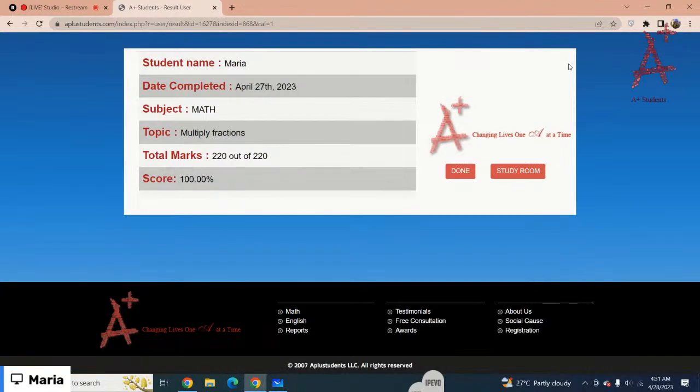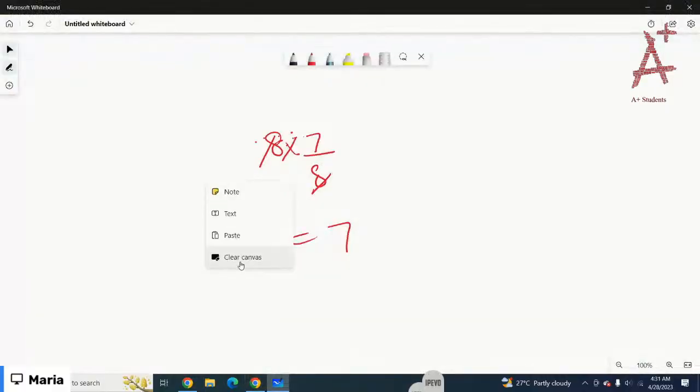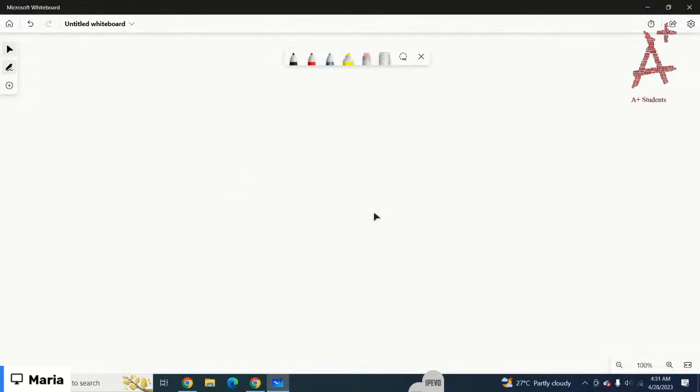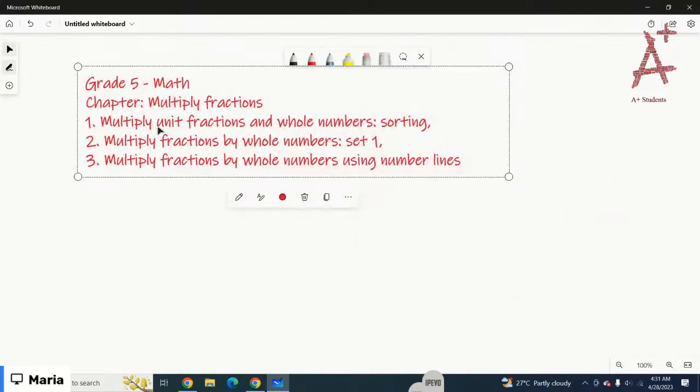Okay, we are done with the lesson. These are the 3 lessons we need to cover today. If you have any question, please ask so that we can do the other questions on the board. These are the 3 lessons we need to cover today, and we are done with the lessons.